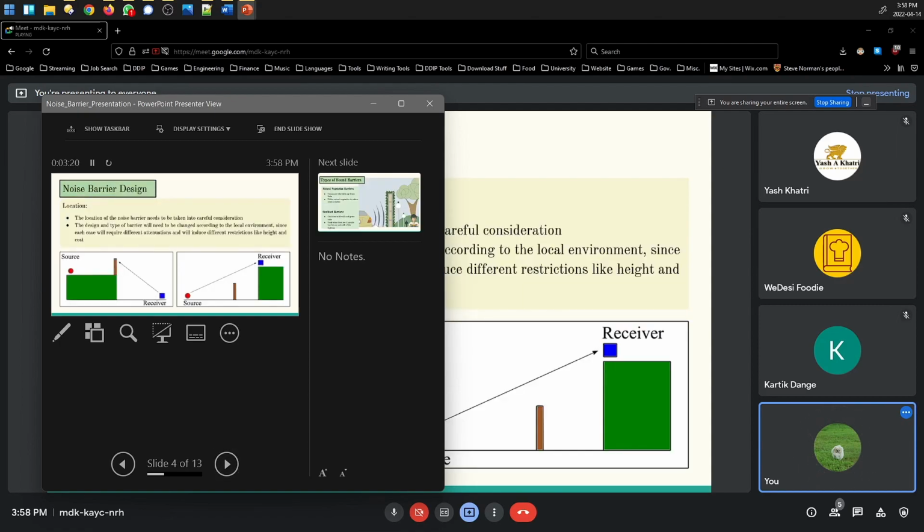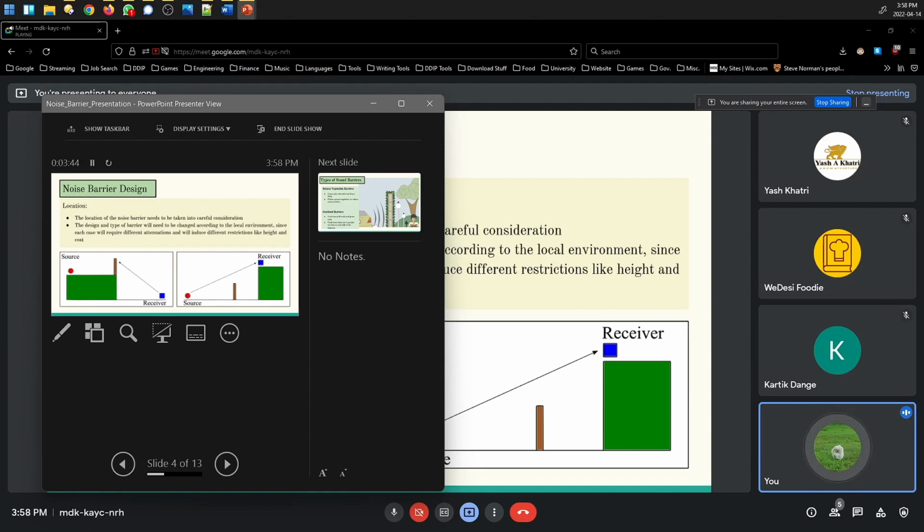Alright, there we go. So, noise barrier design. The location needs to be taken into careful consideration. The design and type of barrier will need to be changed according to the local environment, since each case will require different attenuations and will induce different restrictions like height and cost.